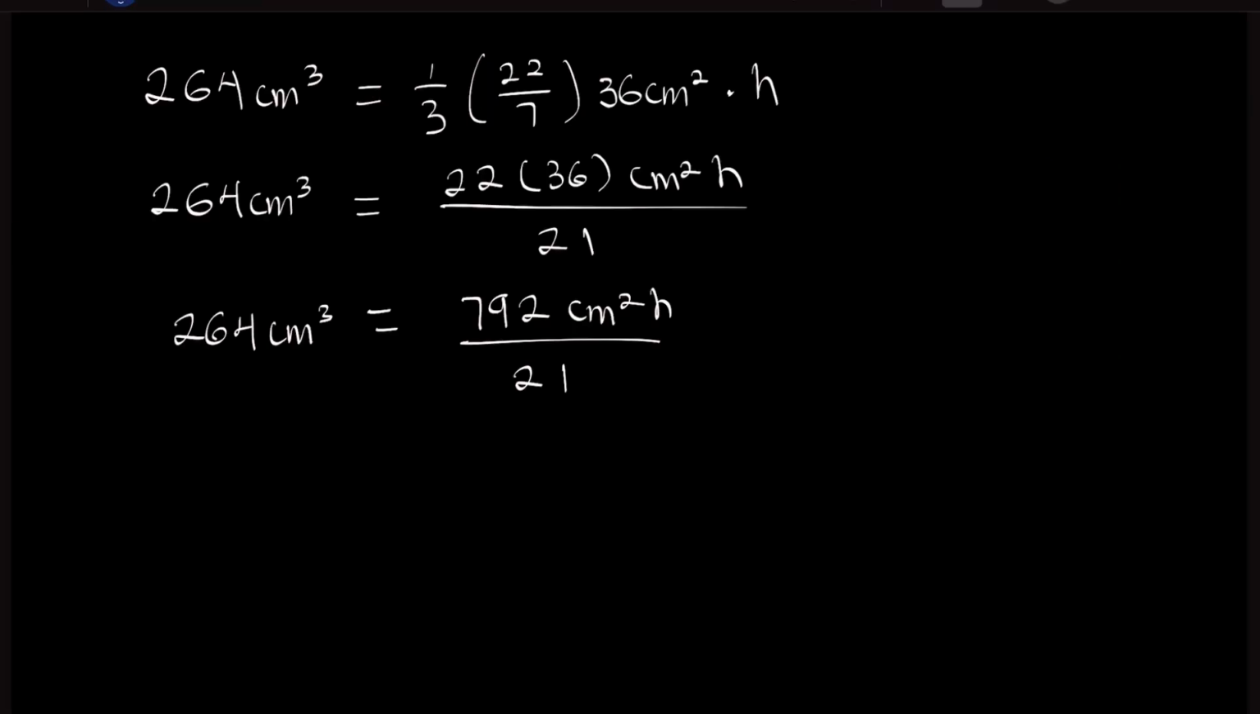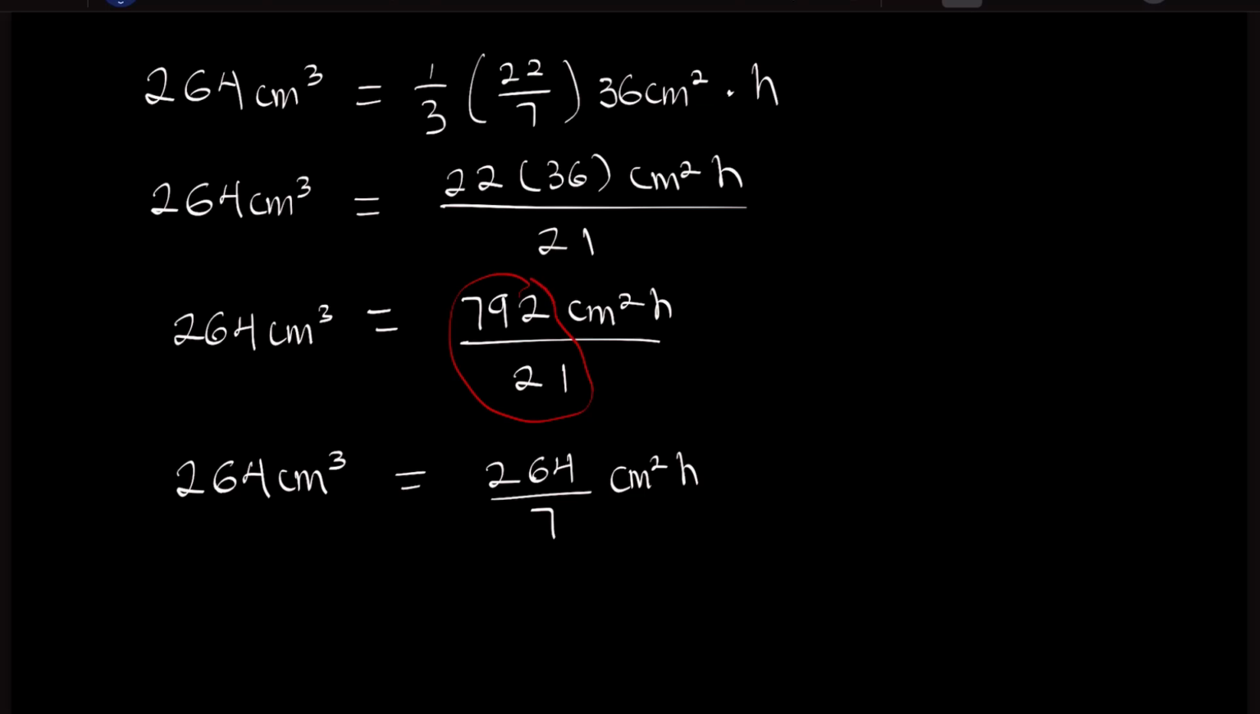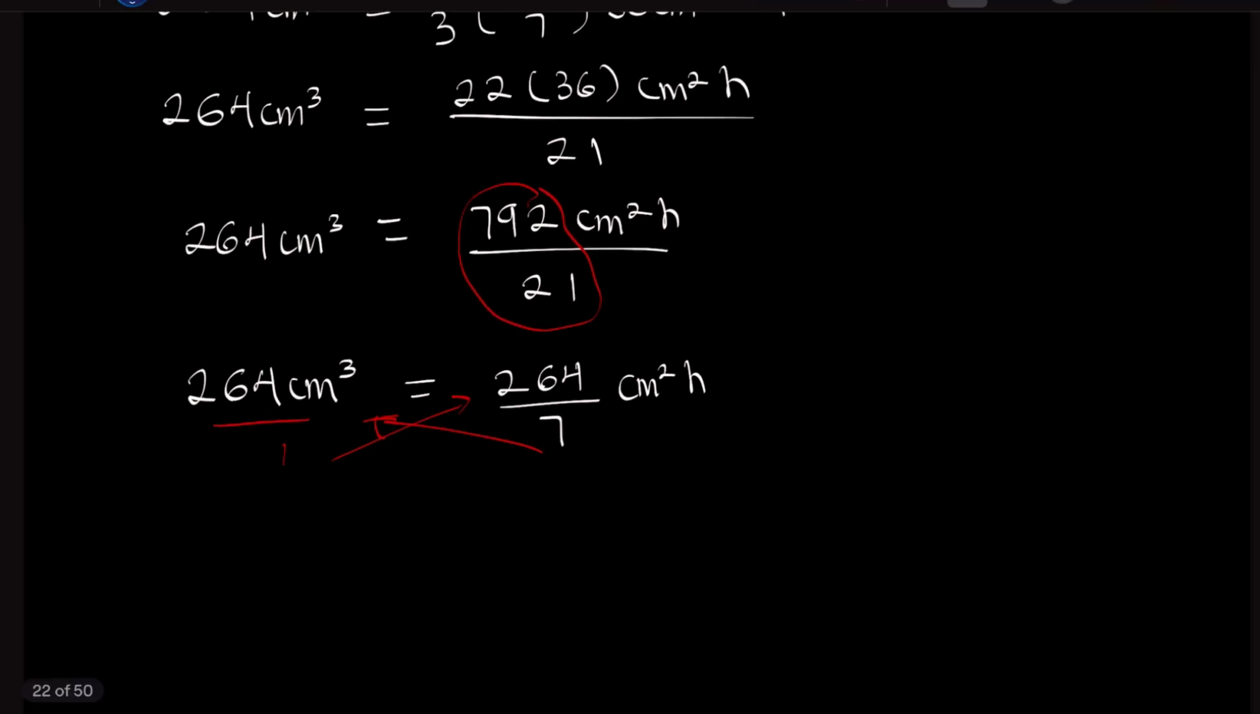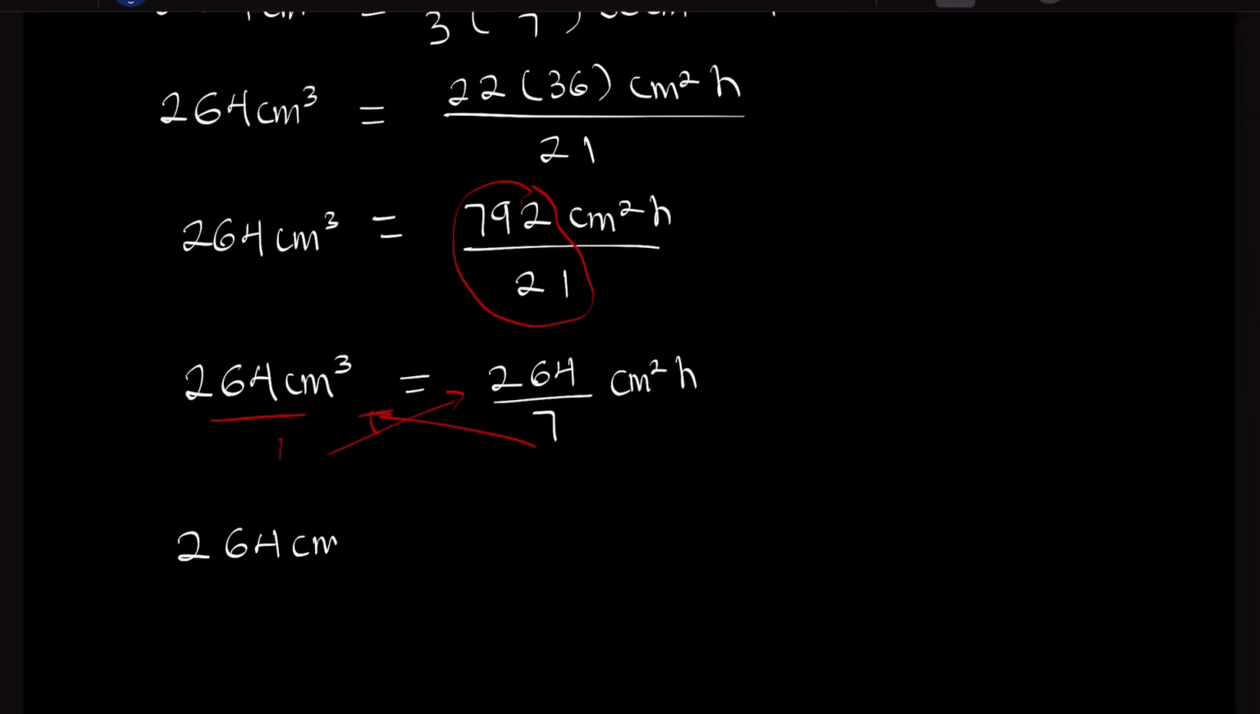So now simplifying this gives 264 centimeters cubed is equal to 264 on 7 centimeters squared h, because when we divide these, we are going to have 264 on 7. We now cross multiply in order to find h. So 1 will multiply this side and 7 will multiply this side also. And so we are going to have 264 centimeters cubed multiplying 7 is equal to 264 centimeters squared h.